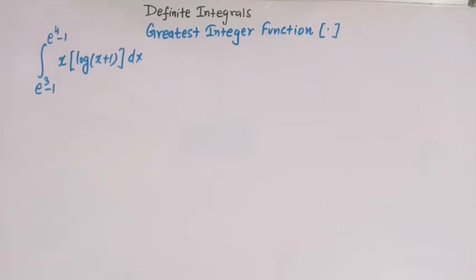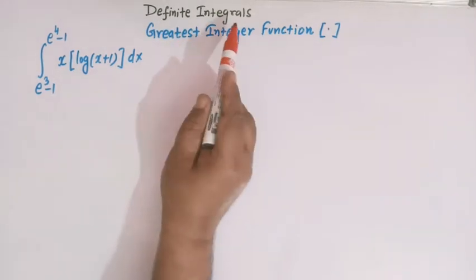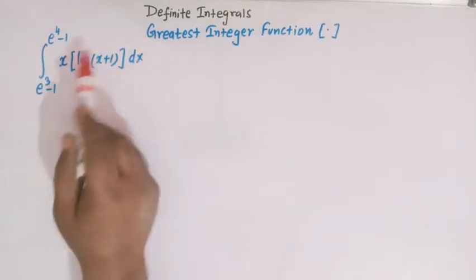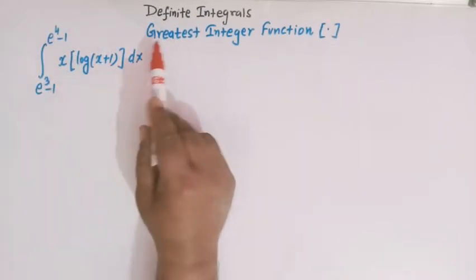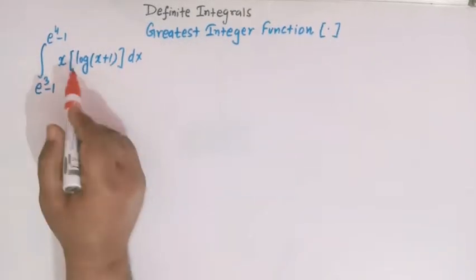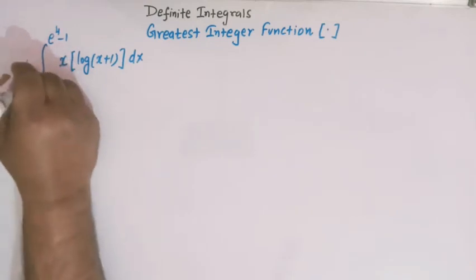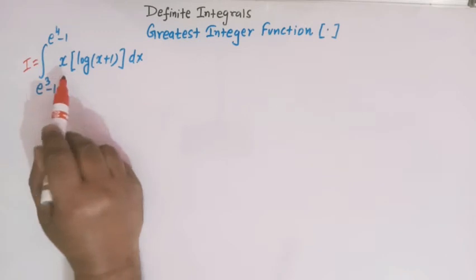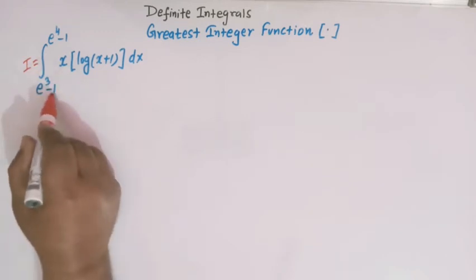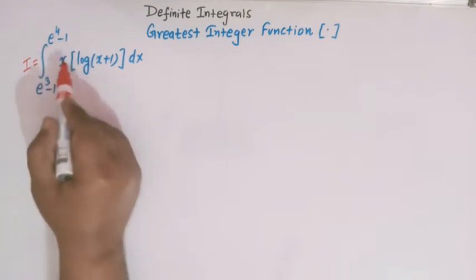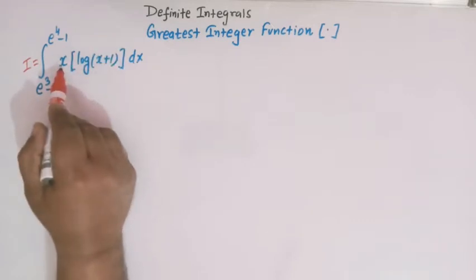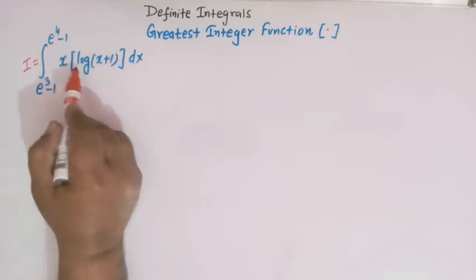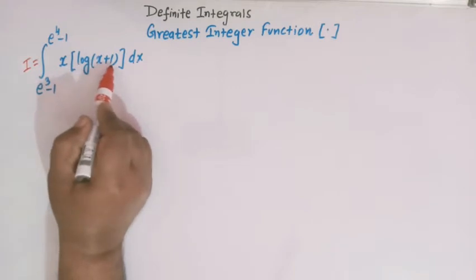Hello viewers, in today's class we are going to discuss yet another important and conceptual problem from definite integrals, right? And here our definite integral involves the greatest integer function, right? So here we have to find the value of this definite integral, from e cube minus 1 to e raised to 4 minus 1, and the integrand is x times greatest integer of log of x plus 1, right?